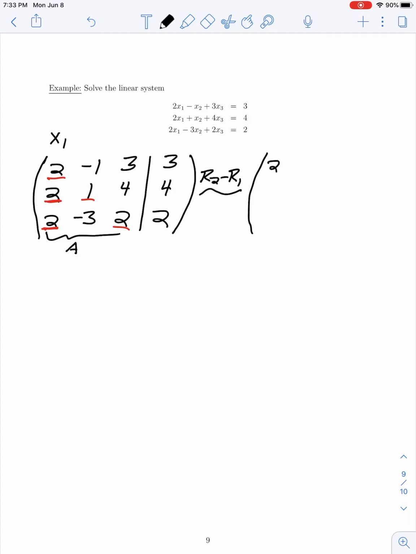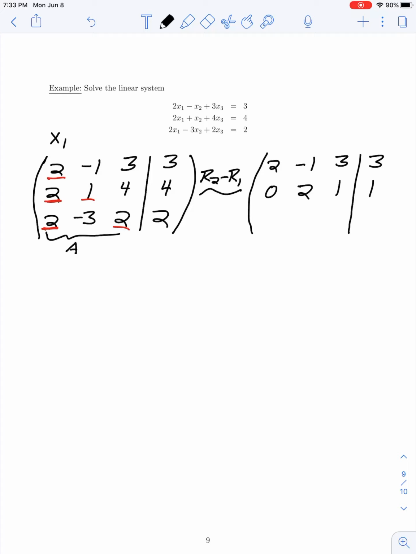So I'm going to leave my first row alone. I still have 2, negative 1, 3, and 3. Now if I subtract the first row from the second, I have 0. 1 minus the negative 1 gives me 2. 4 minus 3 gives me a 1. And 4 minus 3 is again a 1.